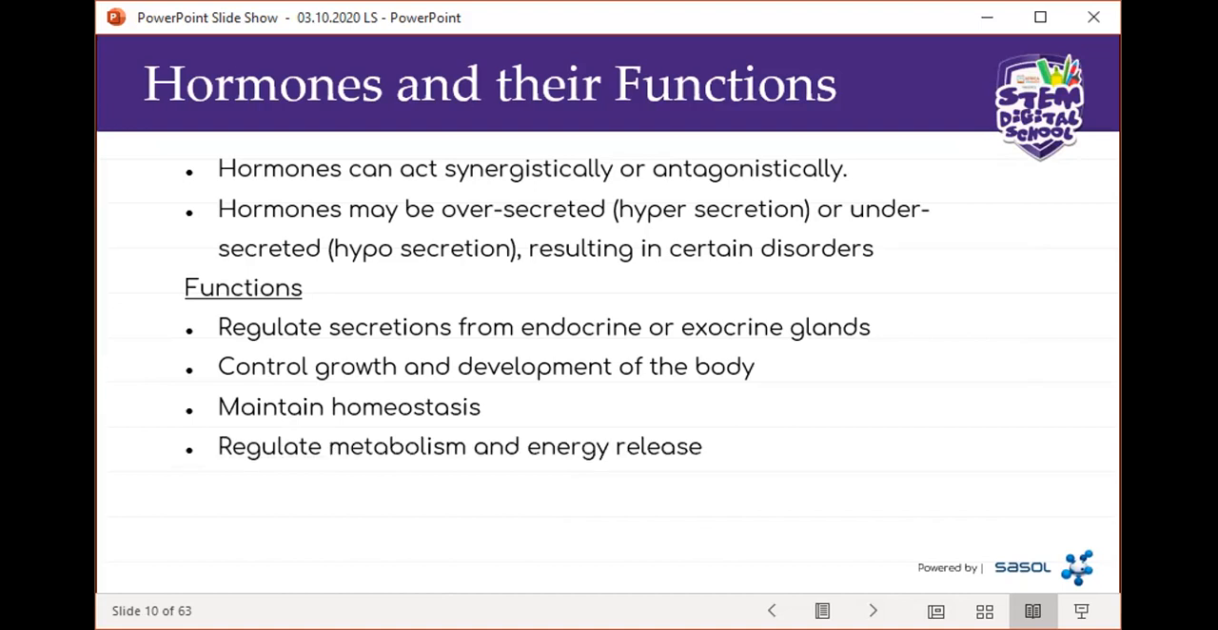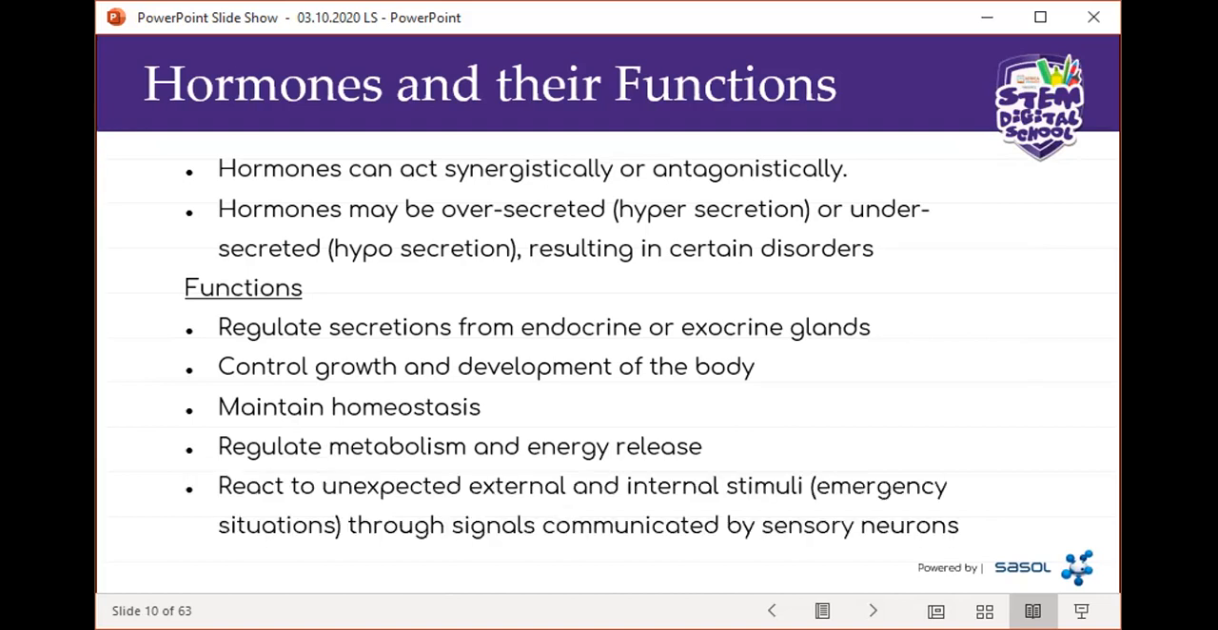Next function is that they regulate metabolism and energy release, and they react to unexpected external as well as internal stimuli. So, with regards to internal stimuli, it would be emergency situations through signals communicated by sensory neurons. Right. Then finally, they control the process of reproduction, as we have covered in the topic of reproduction in vertebrates. Okay.